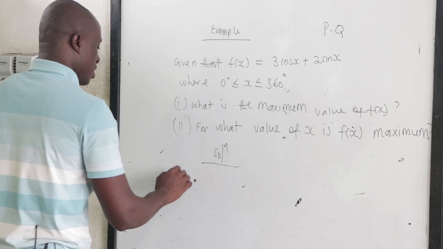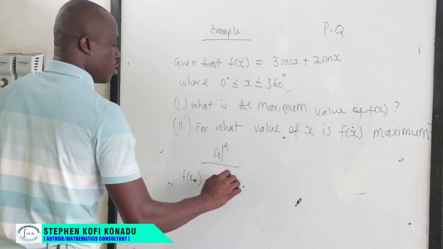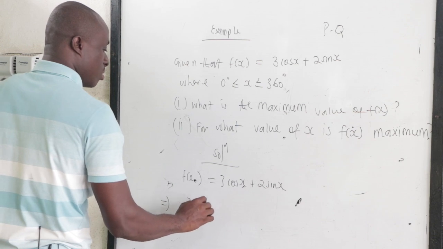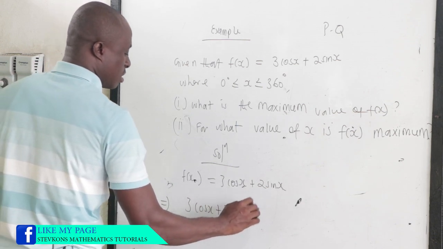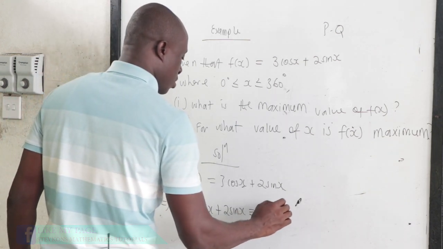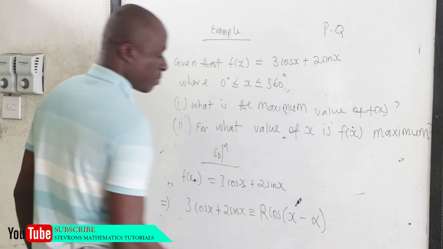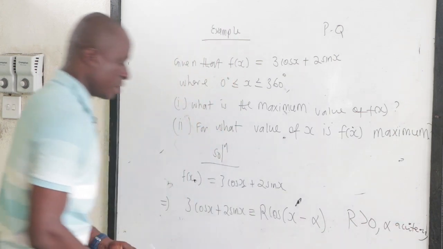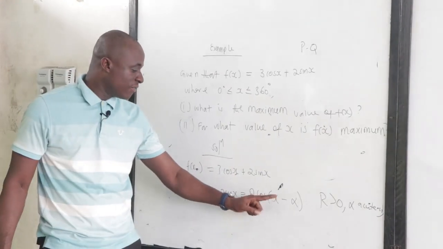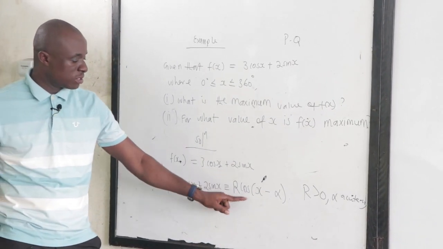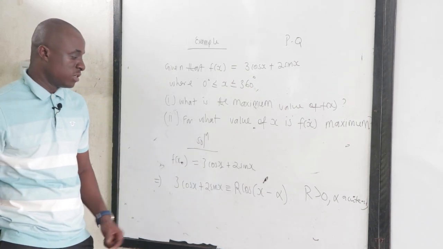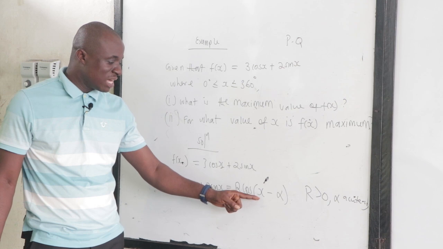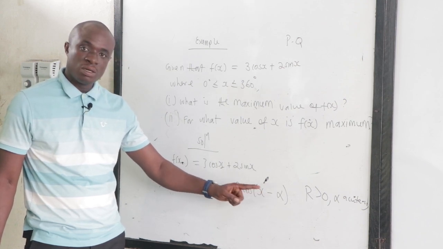So here, what is my f of x? My f of x is 3 cos x plus 2 sine x. So I have to express it in the form r cos x minus alpha, where r is greater than 0 and alpha is an acute angle. Now, why am I using minus? Because when I factorize, I'll be getting positive when it is cos. But if I use sine, then it's supposed to be positive. You can decide to use cos or sine, but if you're using sine, it's going to be positive. Because I'm using cos, this is going to be negative.